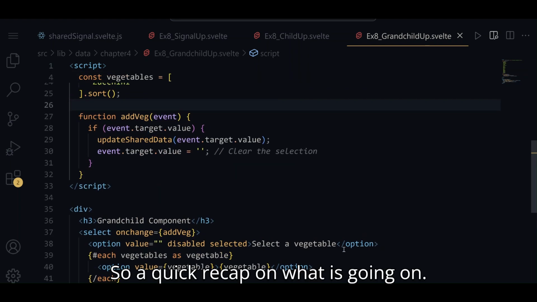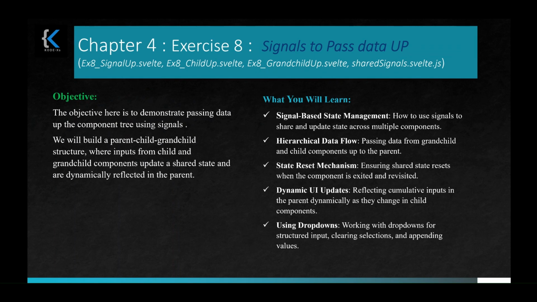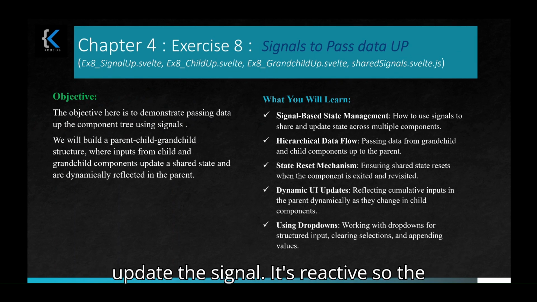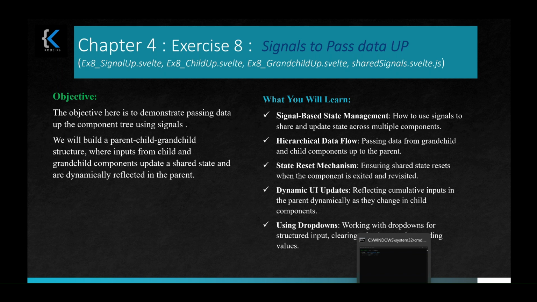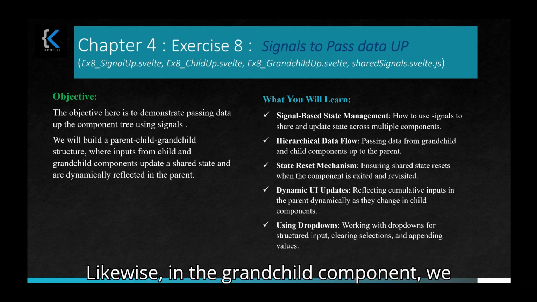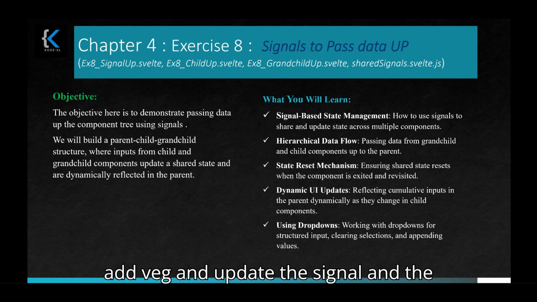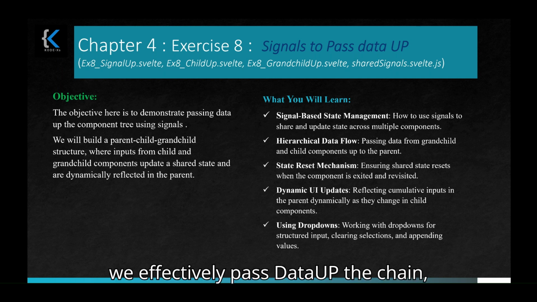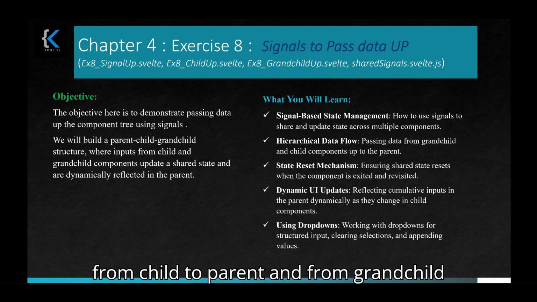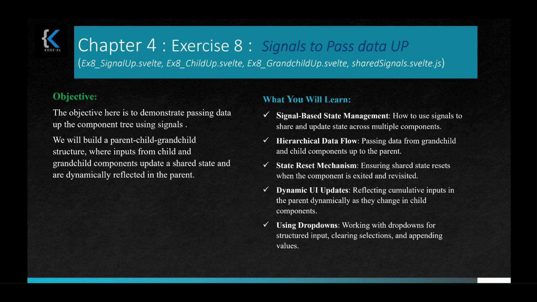So, a quick recap on what is going on. In the child component, we add fruit and update the signal. It's reactive, so the display in the parent gets re-rendered for the signal update. Likewise, in the grandchild component, we add veg and update the signal, and the parent display for the Let's Make a Smoothie with list is re-rendered immediately. So, we effectively pass data up the chain, from child to parent and from grandchild to parent, using signals. Very straightforward, right? Simpler than context API? Simpler than callback props?